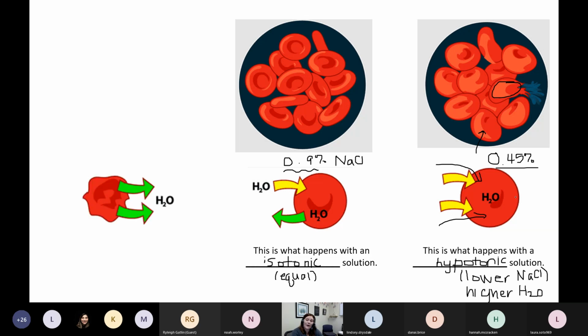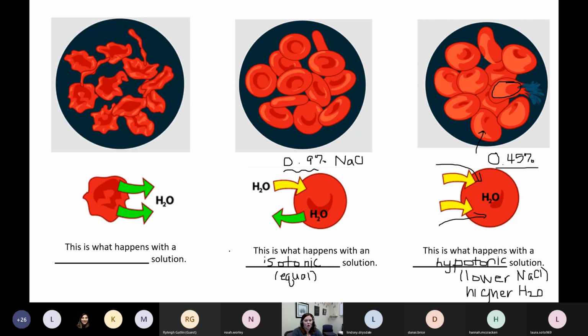We also have to be careful with hypertonic solutions. So my last picture that I'm seeing here is what happens in a hypertonic solution. And remind me with hypertonic, what's going on with my concentration? Higher, lower, the same? Exactly. In a hypertonic solution, I have a higher concentration of those dissolved things.